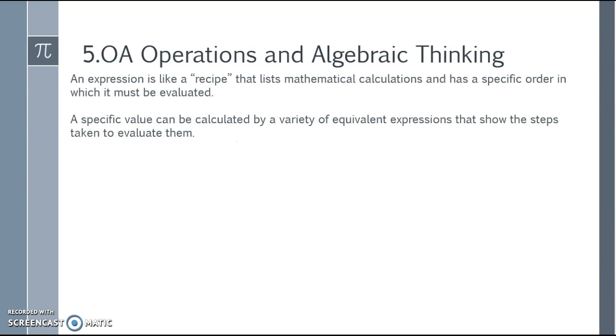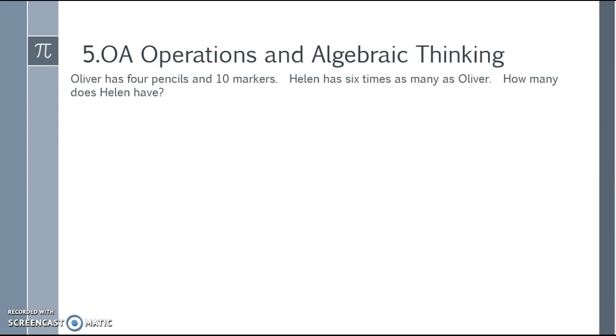An expression is like a recipe that lists mathematical calculations and has a specific order in which it must be evaluated. A specific value can be calculated by a variety of equivalent expressions that show the steps taken to evaluate them. Oliver has 4 pencils and 10 markers. Helen has 6 times as many as Oliver. How many does Helen have?